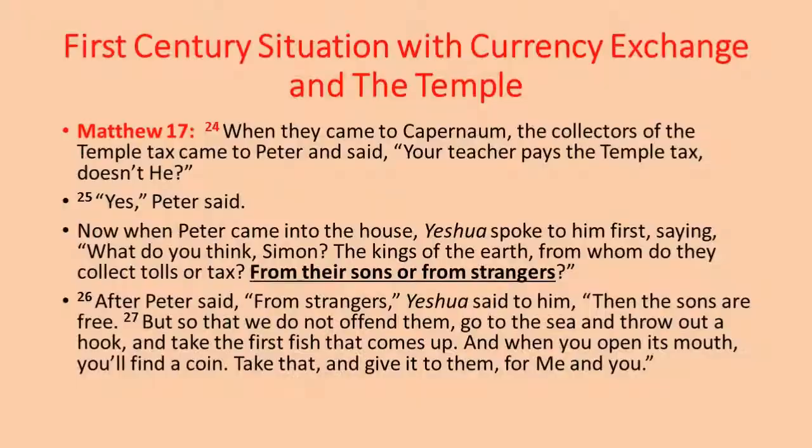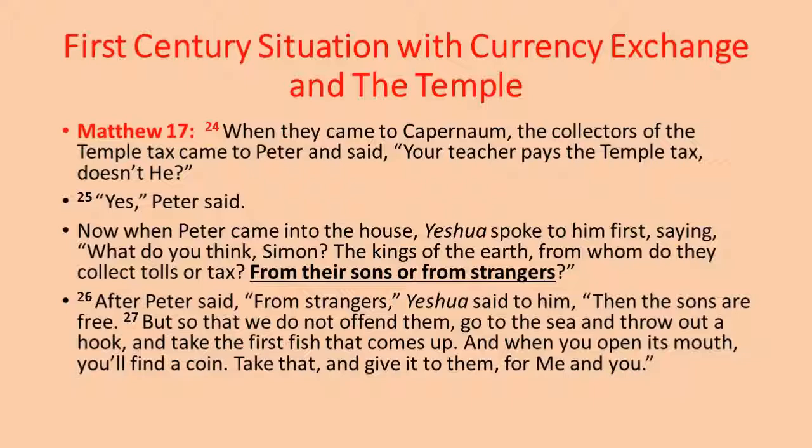Now, when Peter came into the house, Yeshua spoke to him first, saying, what do you think, Simon? The kings of the earth, from whom do they collect tolls or tax? He says, from their sons or from strangers. Now, after Peter said, from strangers, Yeshua said to him, then the sons are free. But so that we do not offend them, go to the sea, throw out a hook, and take the first fish that comes up. And when you open its mouth, you'll find a coin. Take that and give it to them for me and for you.